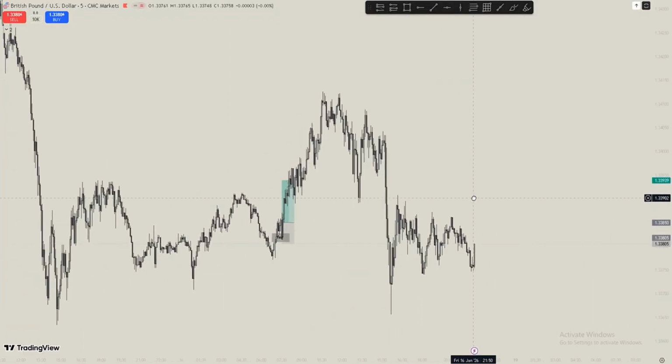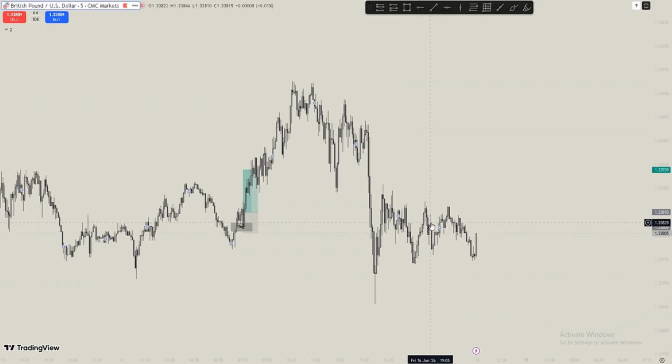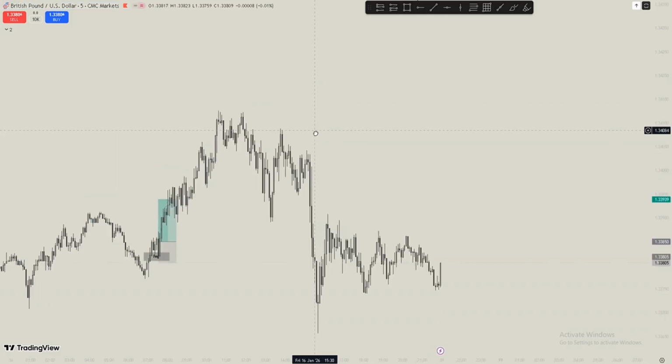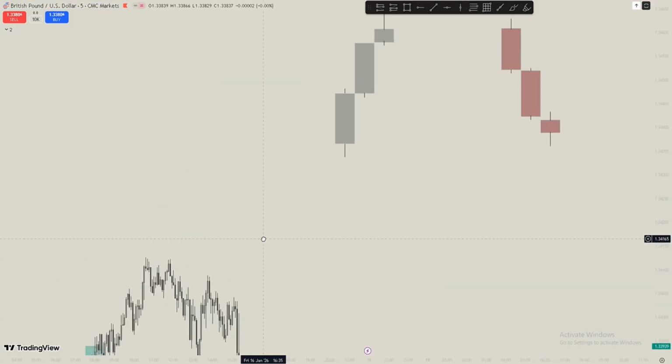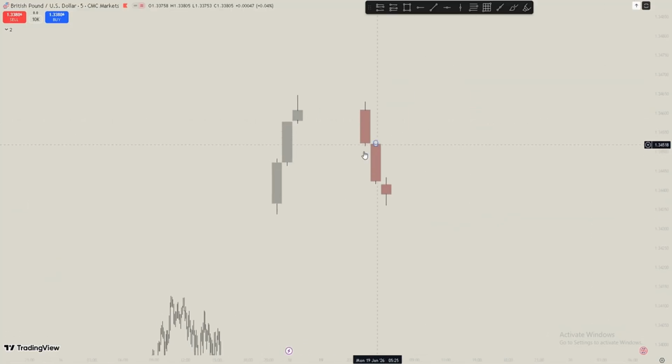Hello guys, in today's video I'm going to teach you what is fair value gap and inverse fair value gap and how you can trade them. Firstly, let me explain what is fair value gap. A fair value gap is formed by three candles, and it is the area between them.